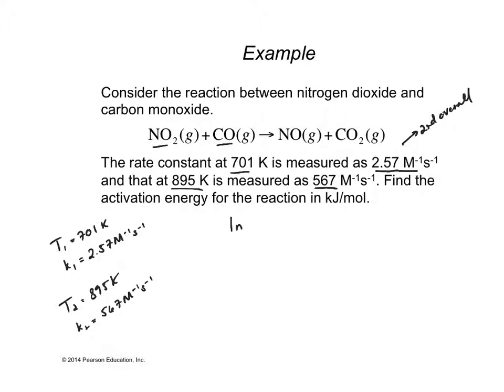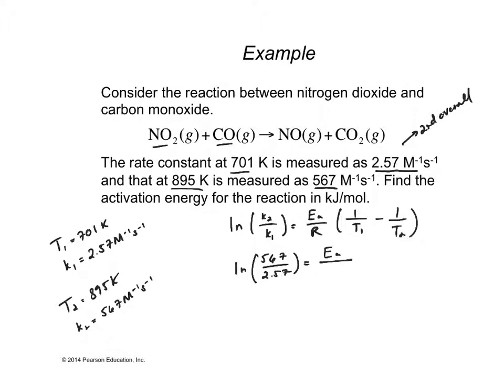The activation energy, okay? So the 2-point form of the Arrhenius equation looks like this. So K2 over K1 is equal to E to the A over R times 1 over T1 minus 1 over T2, okay? So we can go ahead and plug all of these various things in. So we've got this: ln of 567 divided by 2.57 is equal to E to the A. What value do we use for R?